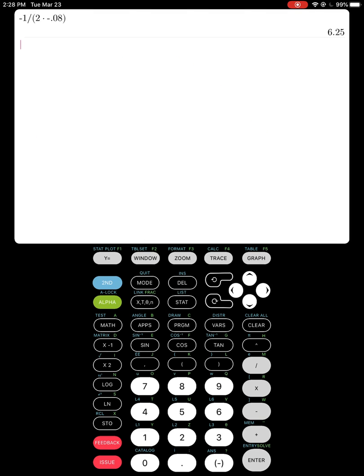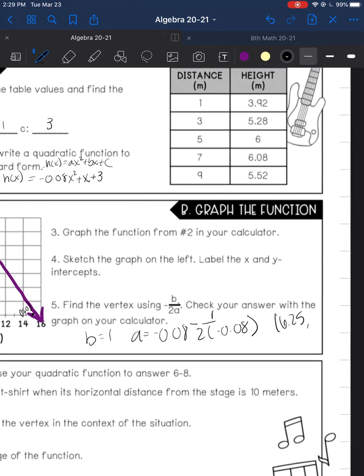So graph, clear. If that's my x, then I'm going to replace every x in the function with 6.25. So negative 0.8 times 6.25 squared, nope, that's supposed to be plus 6.25 times 1 plus 3. So my y value is 6.125 in our vertex.